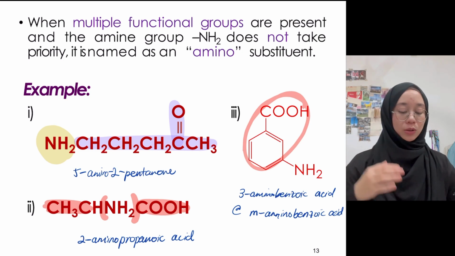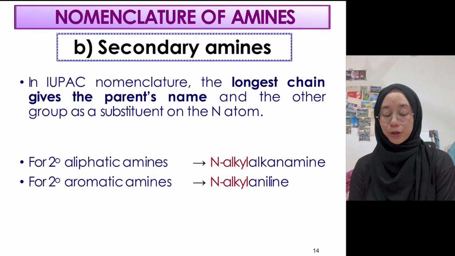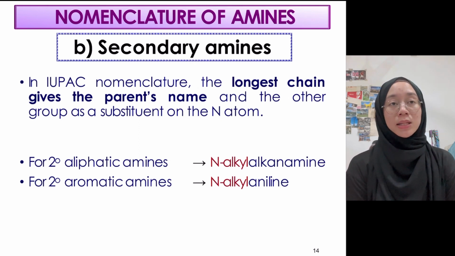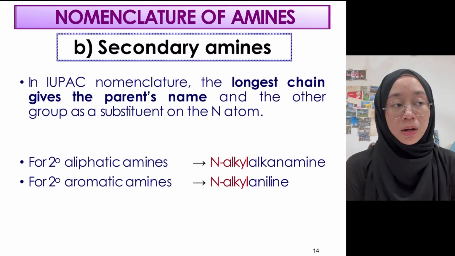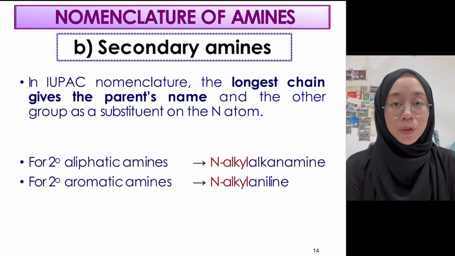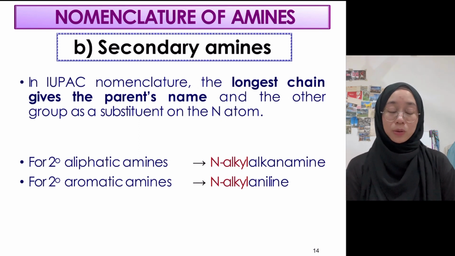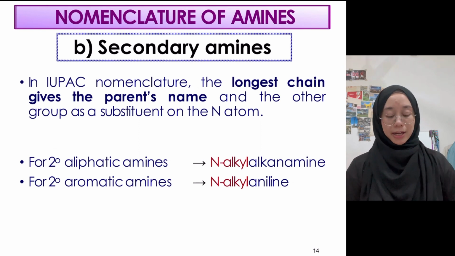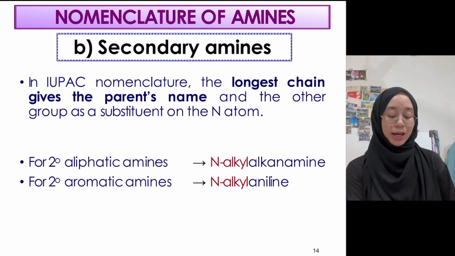Right, so let's go into a secondary amine. So secondary amine masih lagi konsep yang sama kelas. We try to look for the longest chain that gives the parent's name. Tapi as you know bila secondary amine ada 2 alkyl group, so look for the alkyl group which is a longer one. Okay, so yang lagi panjang tu itu yang akan jadi parent. Meanwhile yang satu lagi alkyl group tu akan jadi substituent. Jadi untuk secondary aliphatic amine dia akan jadi N-alkyl alkanamine. And then kalau untuk secondary aromatic amine dia jadi N-alkyl aniline.